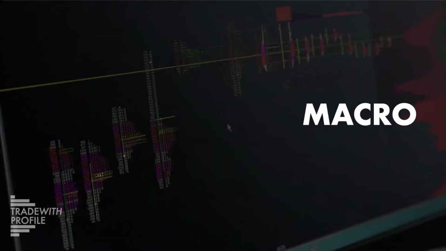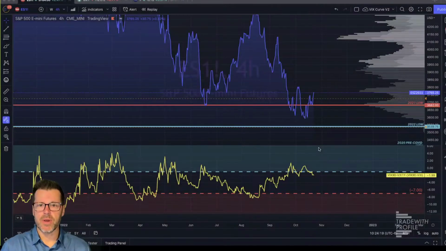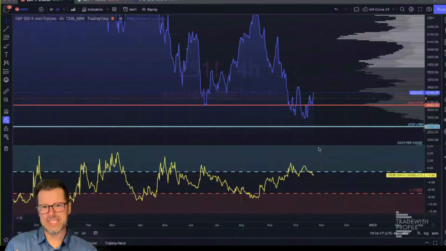So with that, let's start by talking about a macro perspective. We're going to look at macro in a couple of different ways, not in an attempt to change what you're looking at, but just to get some degree of insight. We're going to start by looking at a tool called the VIX curve. This allows us to look at what's happening in terms of market participant positioning.